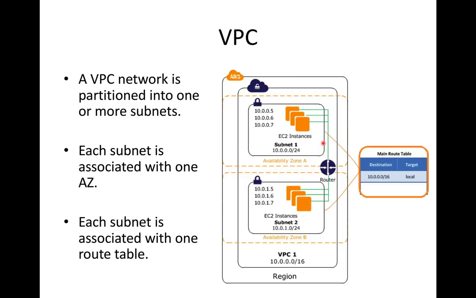Each subnet that we create within a VPC is also associated with one routing table. It's possible for multiple subnets to be associated with the same routing table, but each subnet is only associated with one. The routing table describes how data is routed within the subnets and within the VPC. The routing table describes the data routing rules.